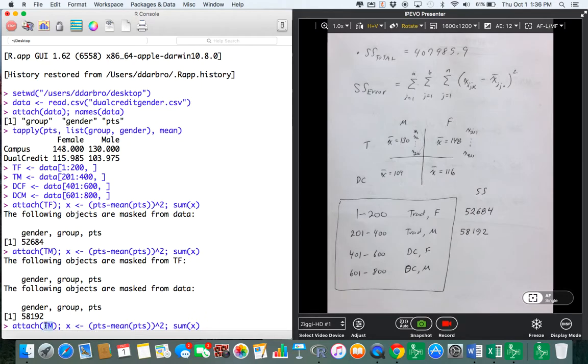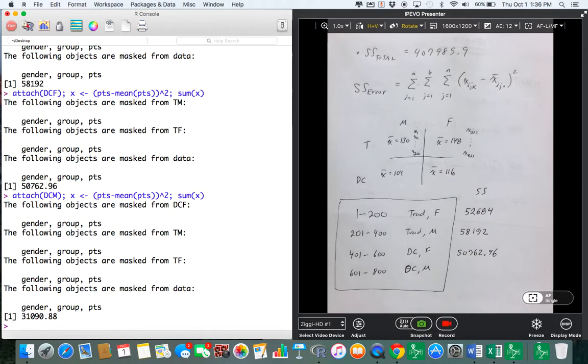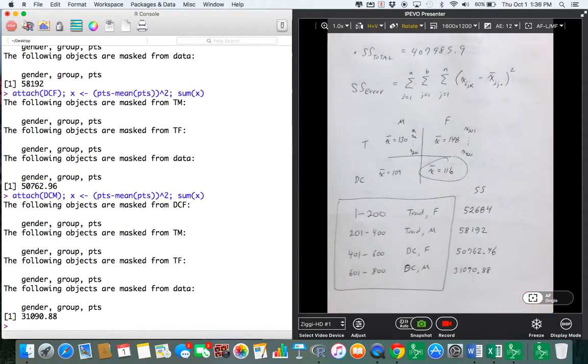I want dual credit female. So it's 50,762.196. And go up, and the thing I want next is dual credit male. And it's 31,090.88. You guys think on your midterm that you will be calculating any sum of squares for a particular group?